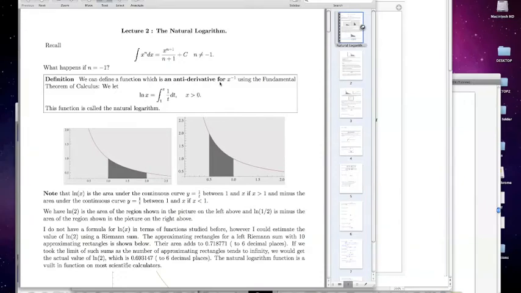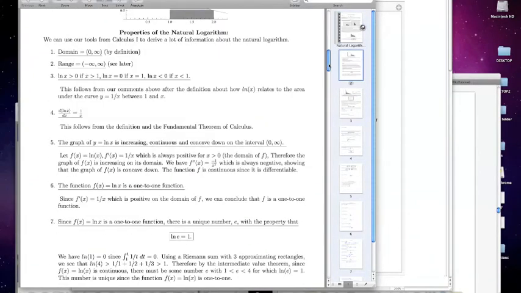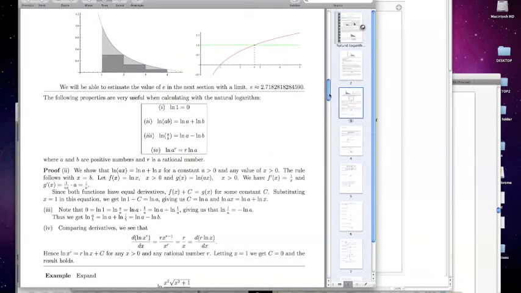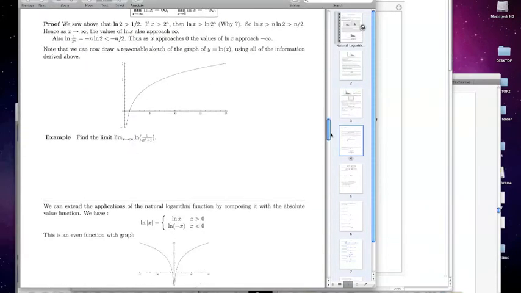Lecture 2 is all about the natural logarithm, and this function is defined as the antiderivative for 1 over x. We look at the properties of the graph of this function, and then we derive the algebraic properties of the function, which you may have seen before. We consider limits involving the function.